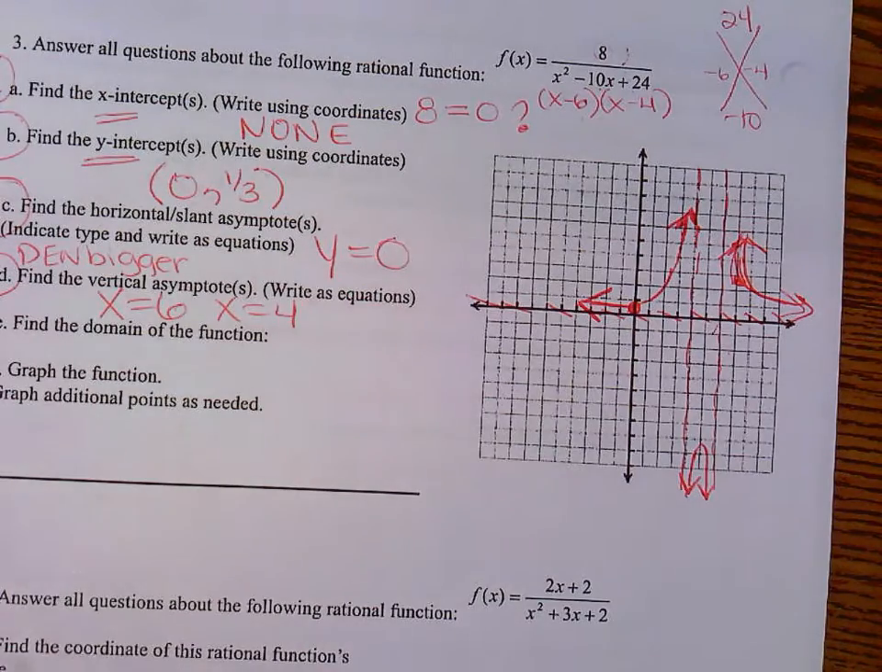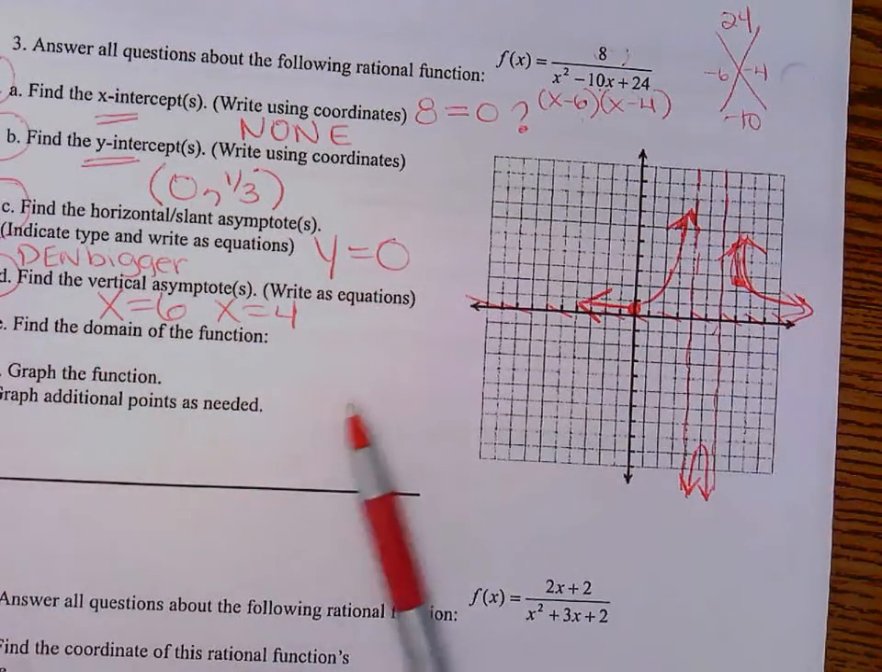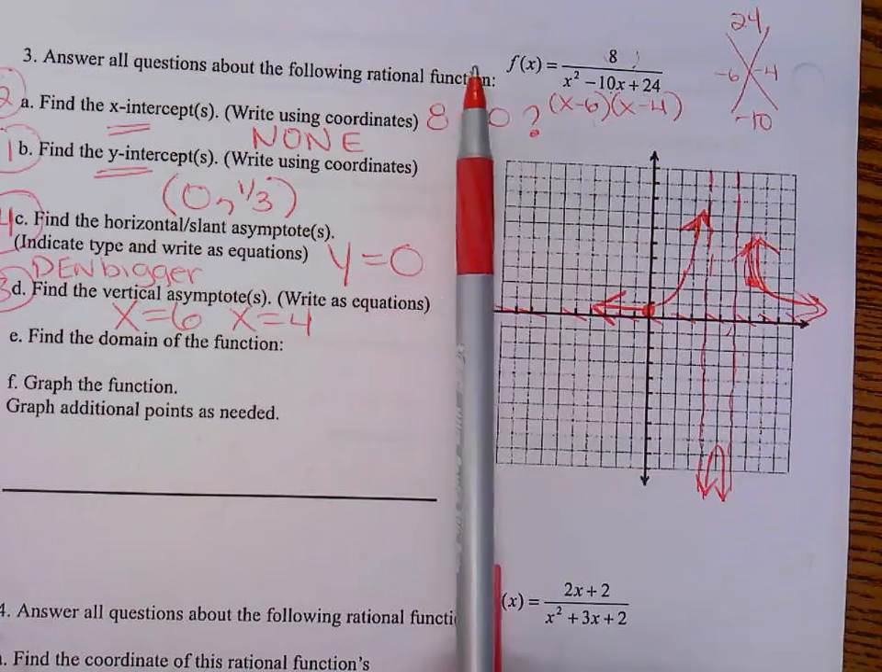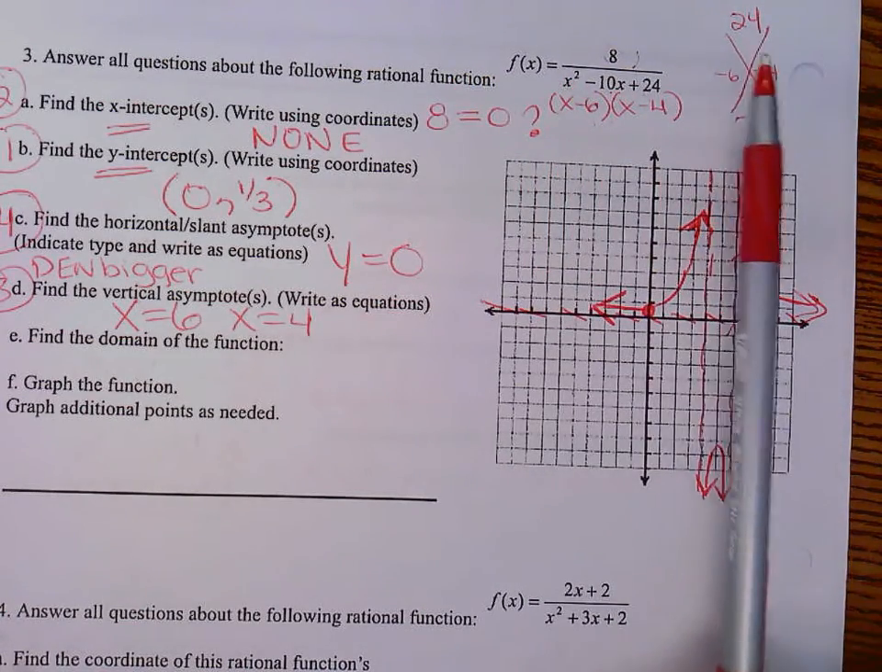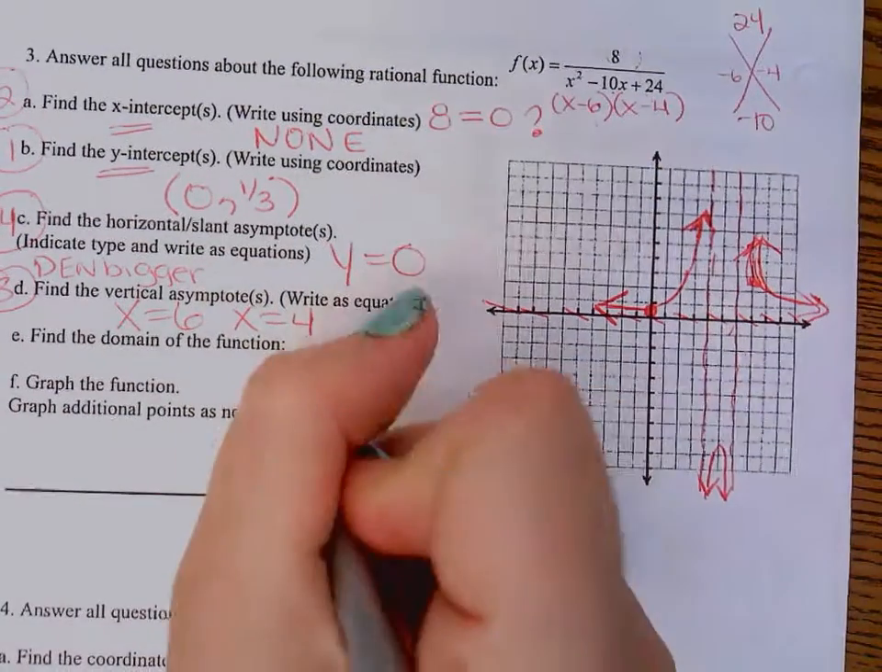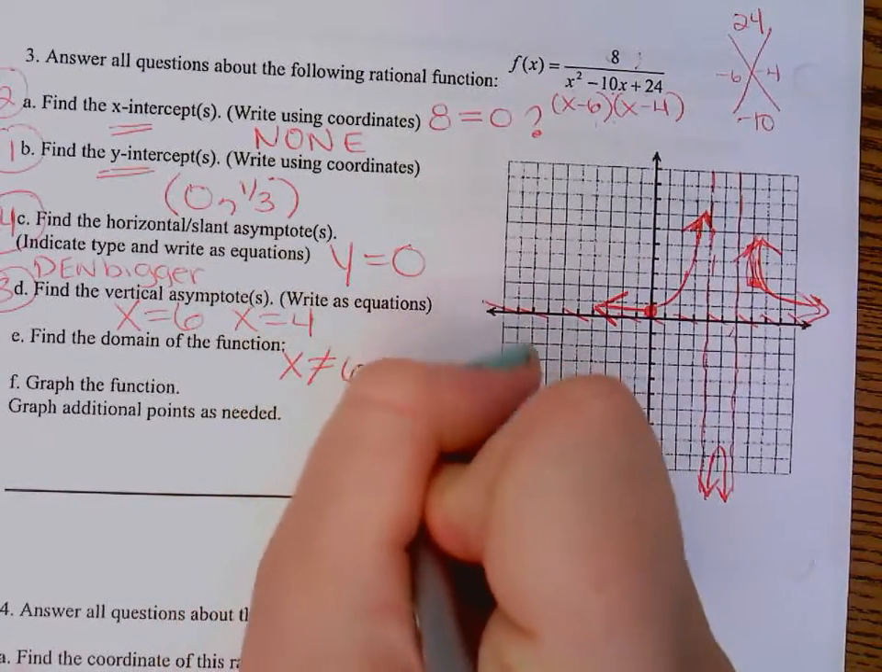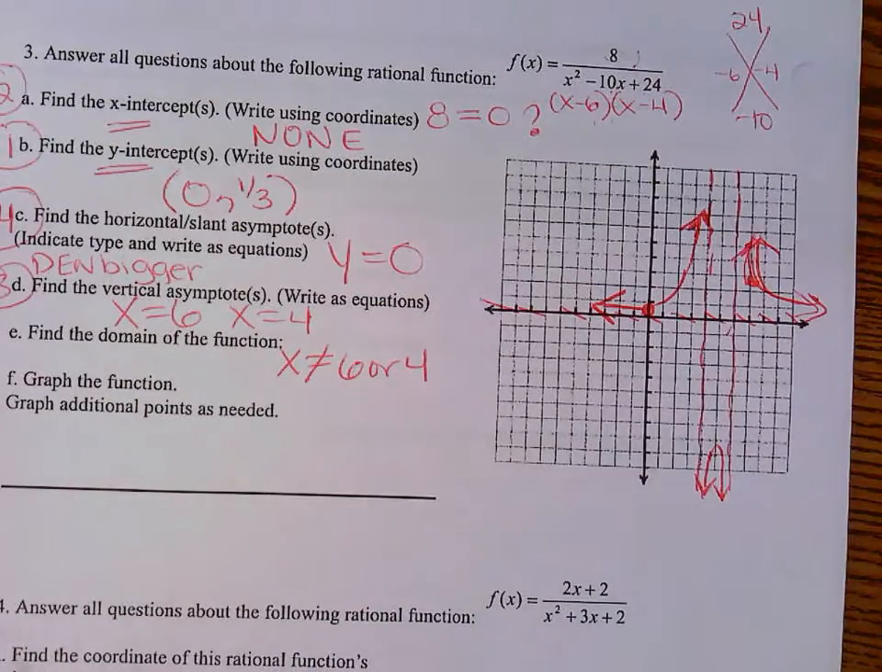So now find the domain of the function. When I skim from left to right, where do I have my undefined x values? So the domain would be all real numbers except x cannot equal 6 or 4. And then I've graphed the function.